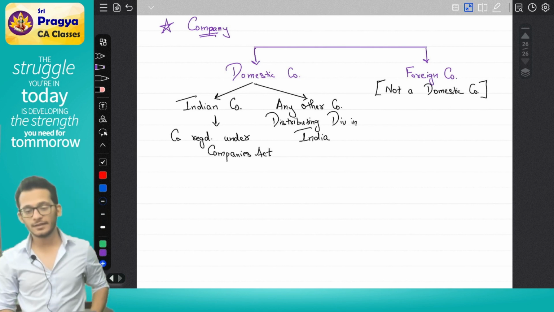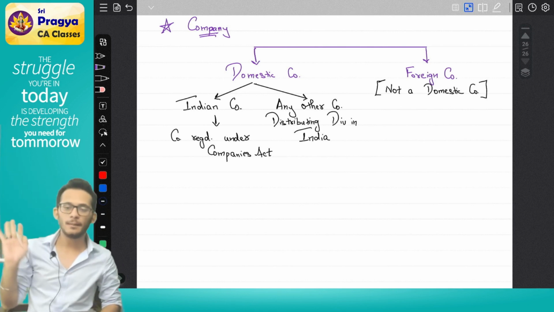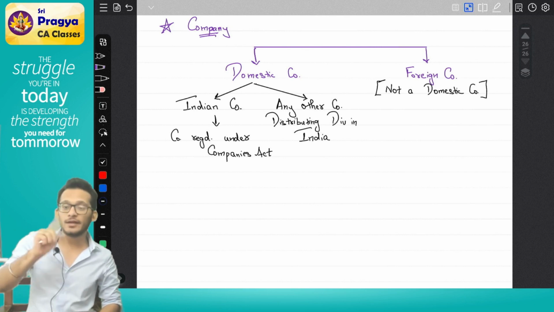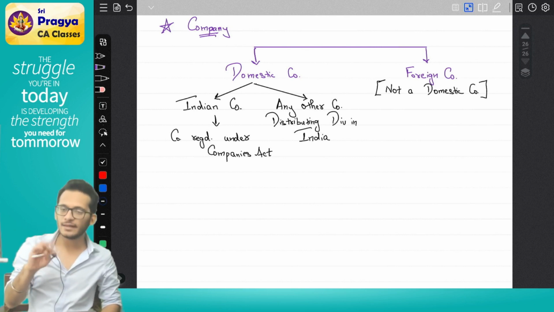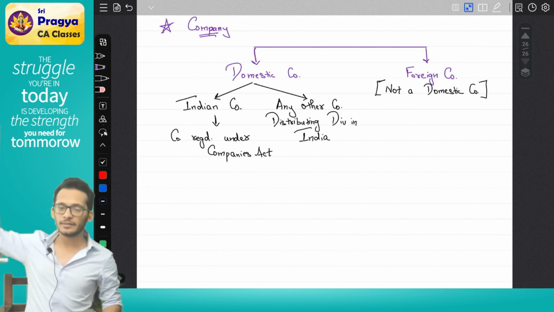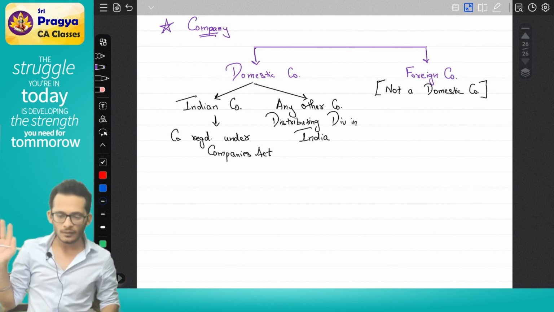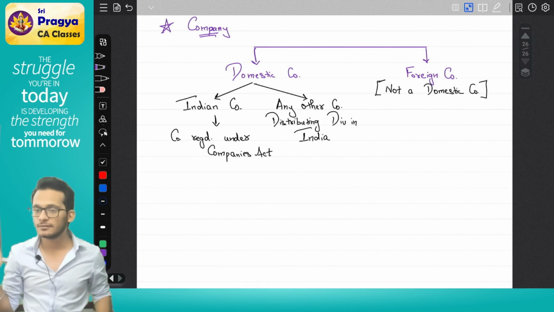A company registered under the Companies Act. Rahul, what is a company? Company means any company, that's all. Otherwise, if you are registered under the Companies Act, then you are an Indian company. If you are not registered under the Companies Act, I will come and ask you, are you distributing dividends in India? If you say yes, you are a domestic company. If you say no, you are a foreign company. This is what the demarcation is.